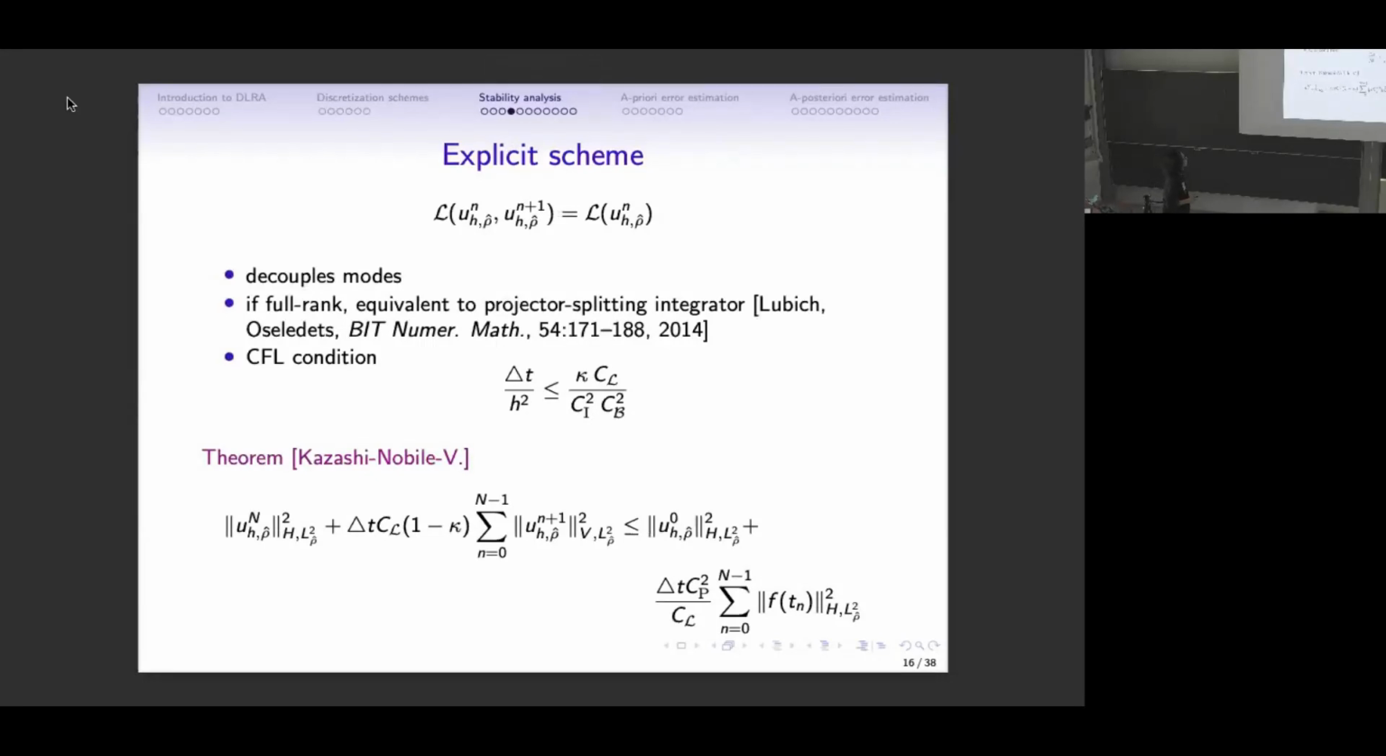So, the explicit scheme. Quite expectedly, it decouples the modes. If people are familiar with the very well-known projector-splitting integrator, which is a popular technique for the full rank case, they are equivalent. Under the standard parabolic CFL condition, we have this stability estimate. And again, this is the standard CFL condition you would have for explicit Euler without any DLR approximation involved, and also the result. So again, we don't see any DLR in this result.